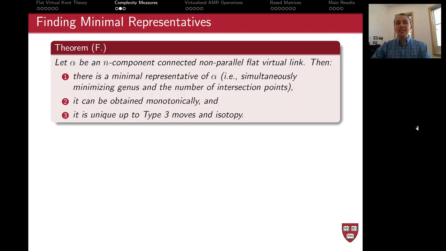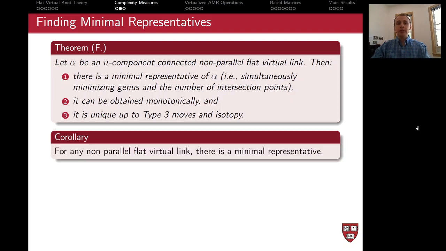It's actually unique up to moves that don't change the number of intersections. So if you have any two of these minimal representatives, then they're related by a sequence of type 3 moves. You never have to increase genus or the number of intersections. So as a corollary of this, even if you're not on this connected surface, you get this minimal representative, but there's no longer a guarantee you could achieve it monotonically.